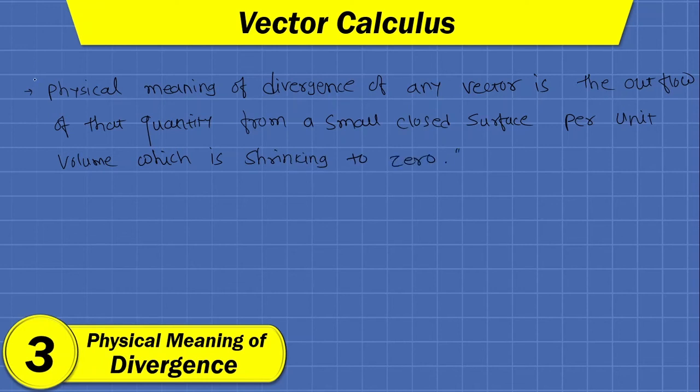This statement is nothing but the linguistic representation of the limit delta v tends to 0, closed surface integration of A bar dot dS bar by delta v. Fine. This term is the mathematical representation of divergence, and this statement is the linguistic meaning of this term.